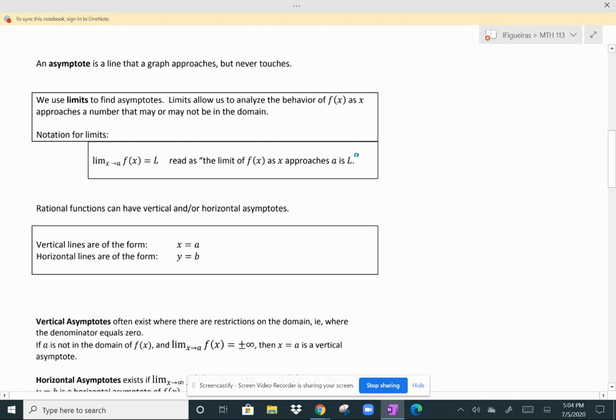So vertical lines, which would be a vertical asymptote in this topic, are expressed in this form, x equal to some number, whatever that number may be. And your horizontal line, which would be a horizontal asymptote in this topic, is expressed in this form, y equals b.